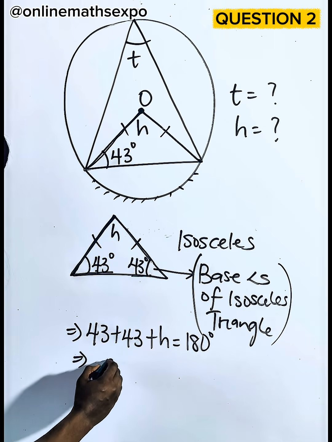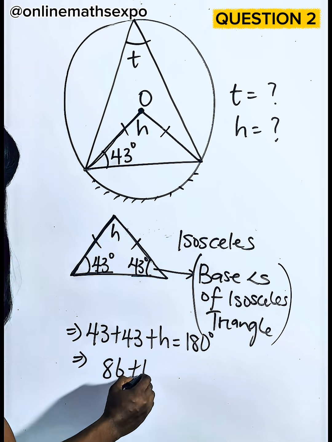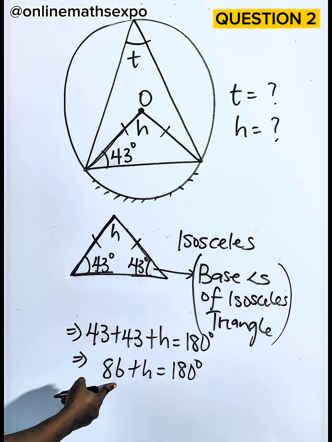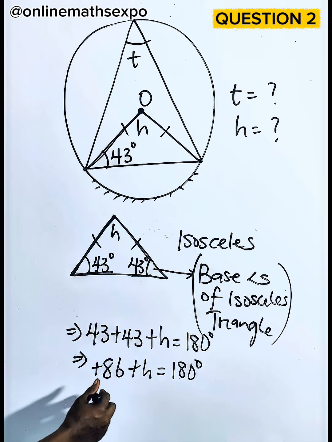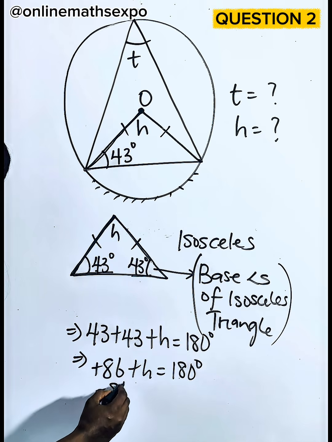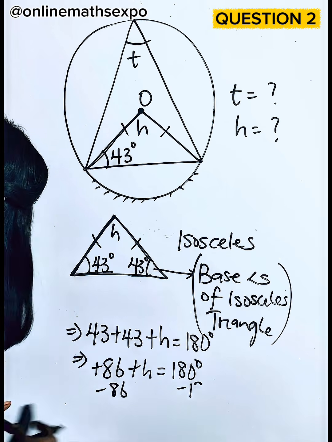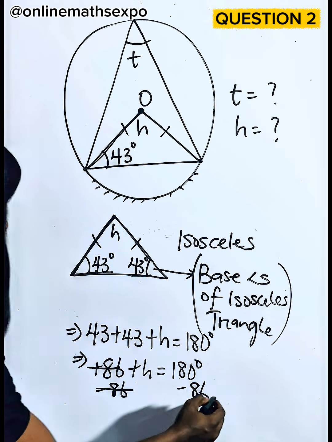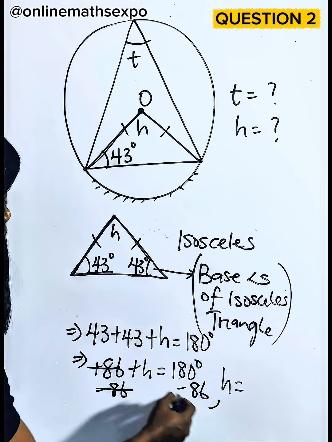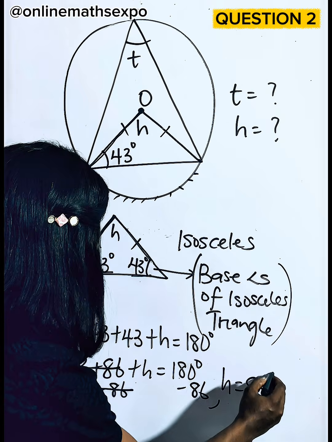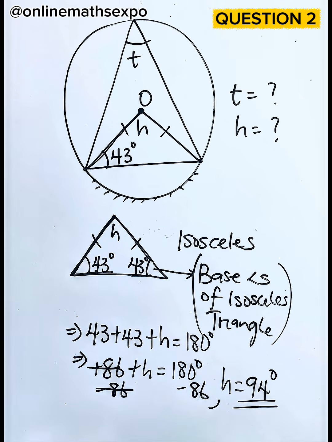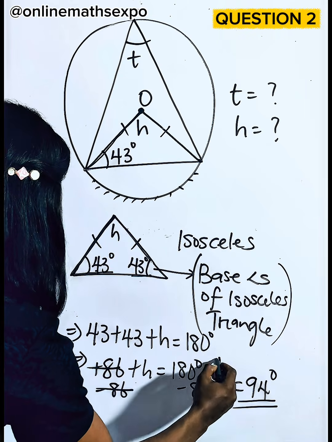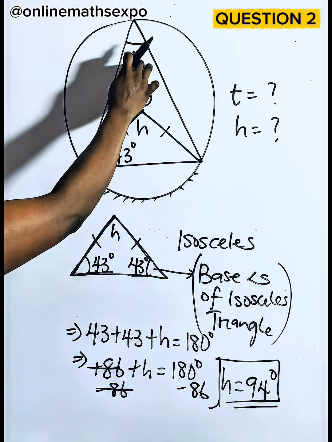So quickly add this up. This will give us 86. This is 86 plus h is equal to 180 degrees. Now what do you need to do? You need to remove this. It is positive. To remove it, you have to subtract. So you subtract 86 from both sides of the equation, and when you do that, this will go off. So we are going to have h is equal to, subtract this, it gives us 94 degrees as the value of h.